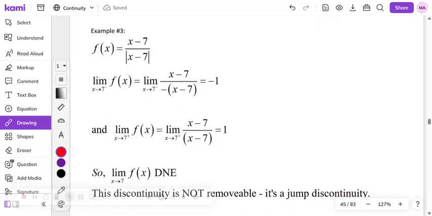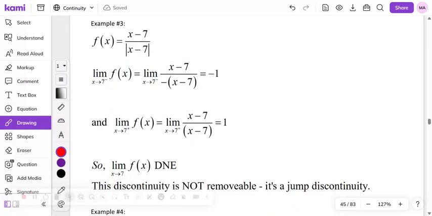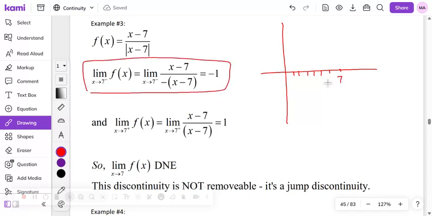Oh, absolute value. Don't we love our absolute value? So I'm asking you to take a look at this graph and determine if this kind of discontinuity is removable or not. What kind of discontinuity do we have? I've done the work out for you. I mean, we should know how to do absolute values by now. If we were to look at this as x approaches 7, 1, 2, 3, 4, 5, 6, 7, from the left, the limit approaches negative 1. We know it looks like this. And from the right, the limit approaches 1.